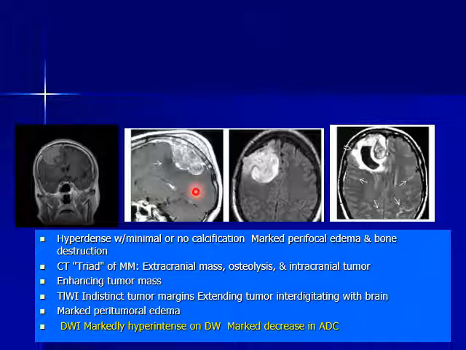The diffusion weighted imaging in atypical meningioma is much more restricted compared to the common ones. The common meningioma actually shows restricted diffusion, but the atypical one, due to high cellularity, is more restricted.